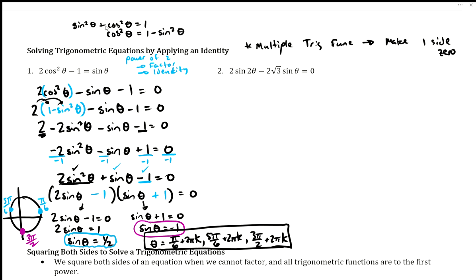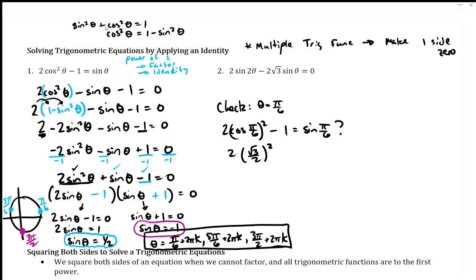If I plug in a pi 6th into this equation, so I'm going to erase this. We'll do this in a different video. My check I am going to erase, so I have space there. But if I'm checking my theta equaling pi 6th, I would have had 2 cosine of pi 6th, and then that would get squared. I'm just rewriting it. Minus 1 equals sine of pi 6th, question mark. So we want to find out if this is true. Well, cosine of pi 6th is radical 3 over 2, and it will get squared, and then minus a 1. Sine of pi 6th is 1/2.